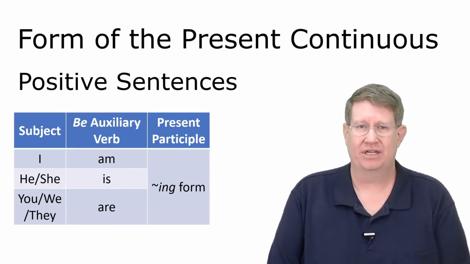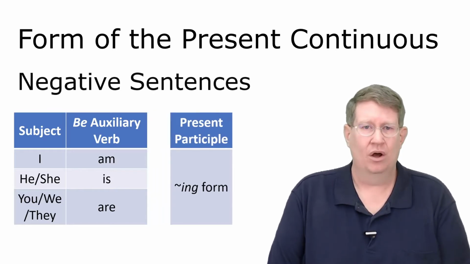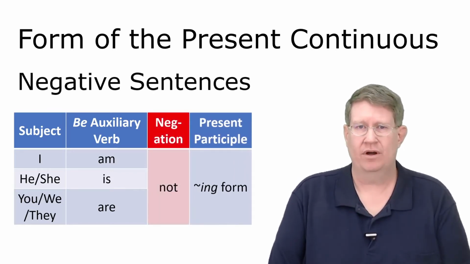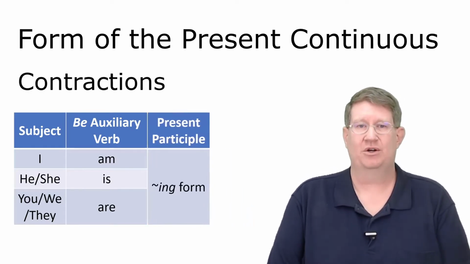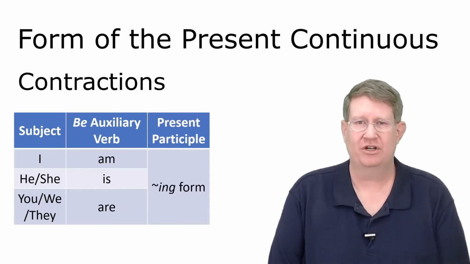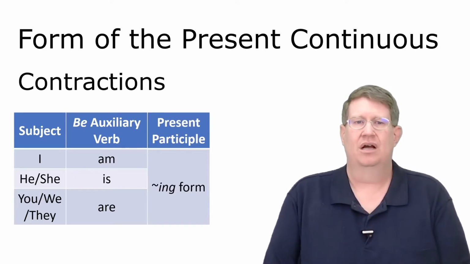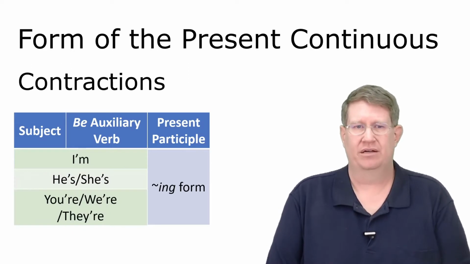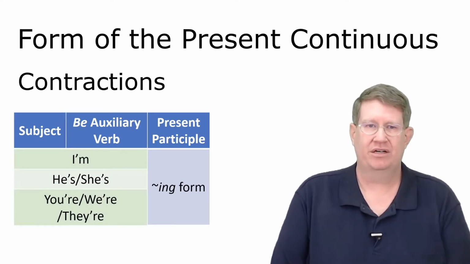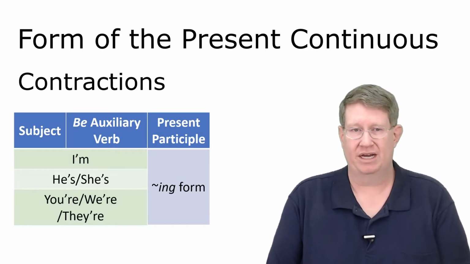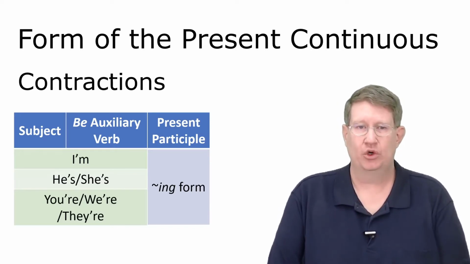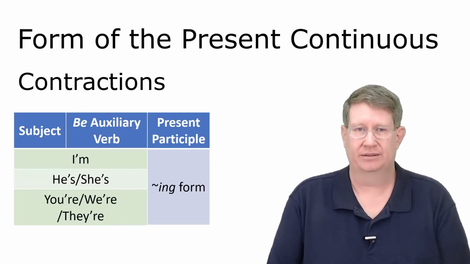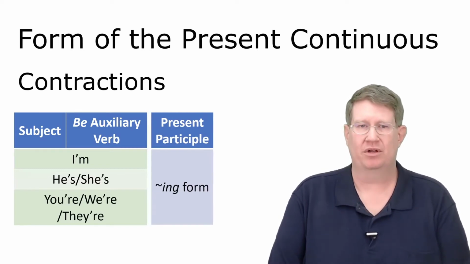Let's look at negative sentences now. All we do is we slide the verb over and we add not. Not very complicated. Okay, now we're going to take a look at contractions. Yes, we love contractions in English, don't we? That's what they look like. And here, if you notice, it's the subject and the auxiliary verb joining together. Okay, so I'm, he's, she's, you're, we're, and they're. Not too complicated when we look at it that way.